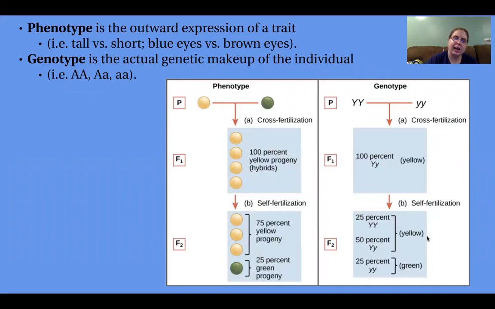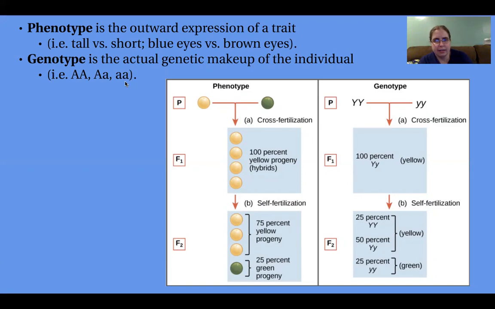So this is actually how you would describe the trait, as opposed to genotype, which is the genetic makeup. So it's looking at the gene combination, in other words, the alleles. So whenever I ask you for a genotype, I should be seeing things like big A, little a. So you're going to use the symbols for the allele combinations as your genotype. And then what those mean, that's your phenotype.